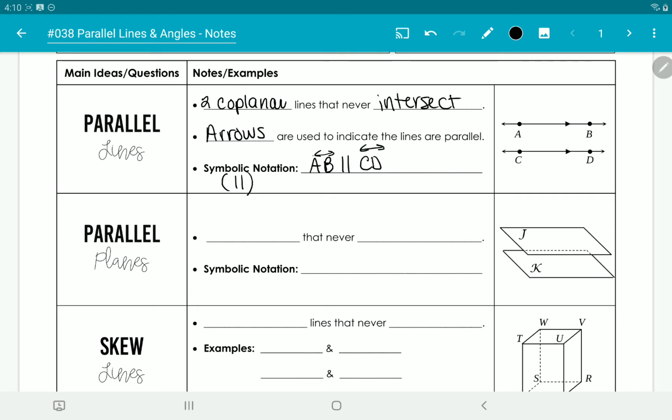And so if you'd read that, you would say line AB is parallel to line CD.